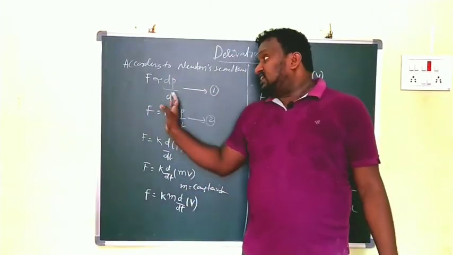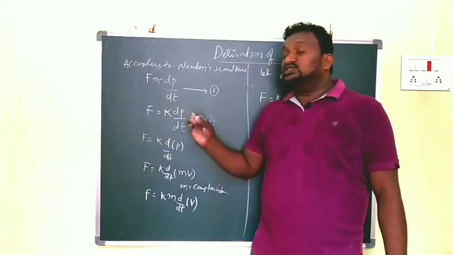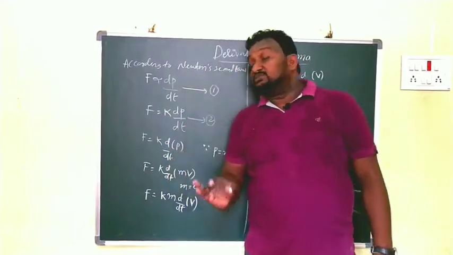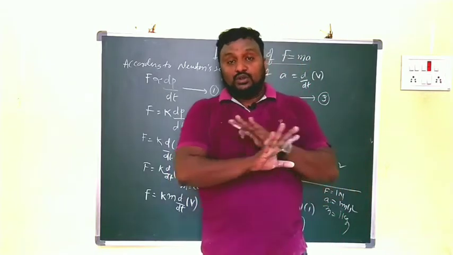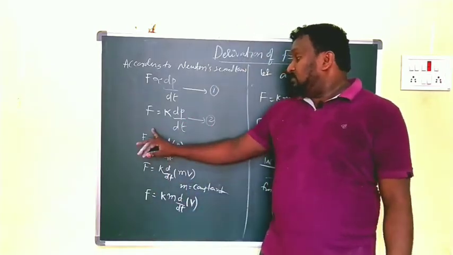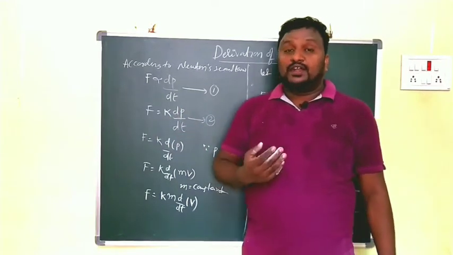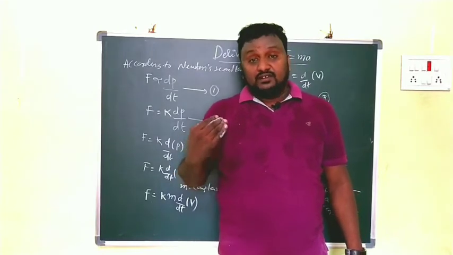When two quantities are in proportionality, to equate them we have to use one constant that is known as the proportionality constant. Here I am taking that as K. K is the constant, and it has no units. Here F is equal to K into dP by dt. Here what is P? Momentum. Momentum is nothing but the product of mass and velocity.